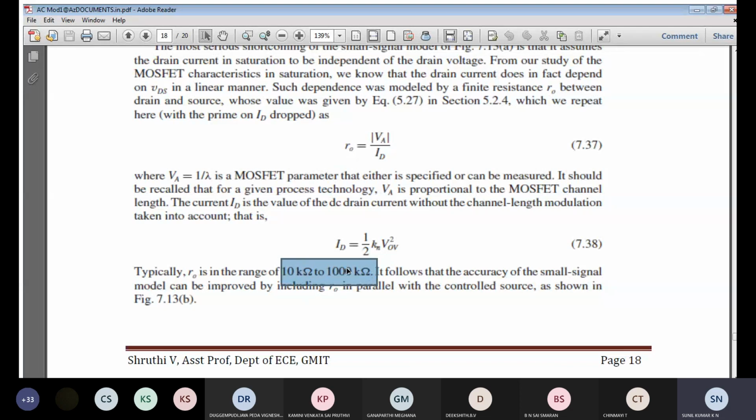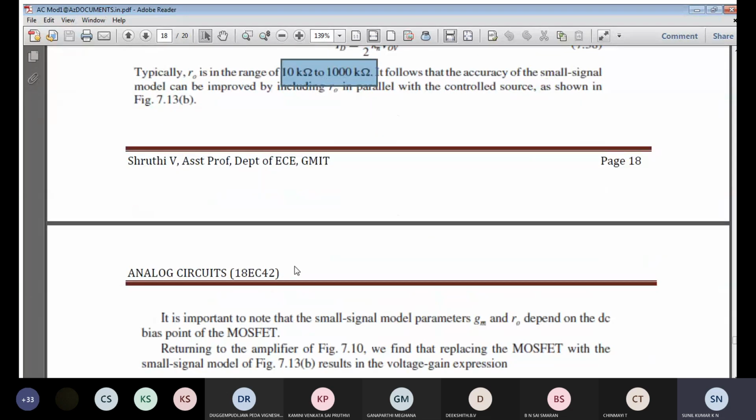So you can say that this is going to be very large whenever it is connected with the drain resistance, which will be in terms of kilo ohms. So the parallel combination of these two resistors is going to reduce the gain.